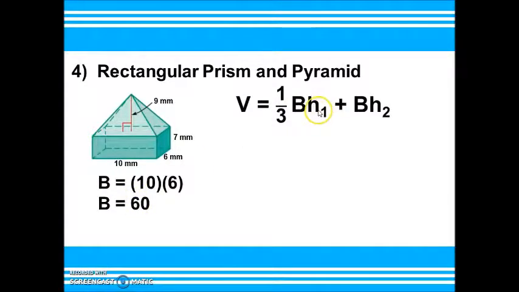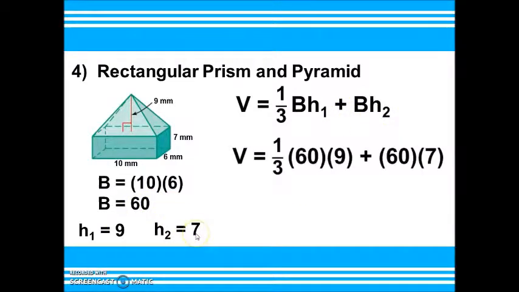Okay, the height of the pyramid. What is the height of the pyramid? Okay, hopefully you said 9 millimeters. And what is the height of the prism for height 2? Okay, hopefully you said 7 millimeters. All right, so now it's just a matter of plugging everything in. So I'm going to do 1/3 times the area of the base, which is 60, times height 1, which is 9, plus the area of the base, which is 60, times height 2, which is 7.